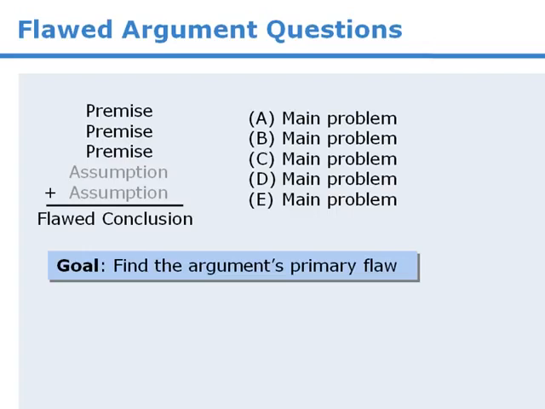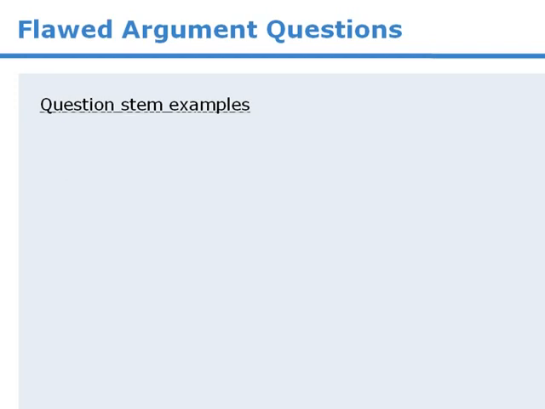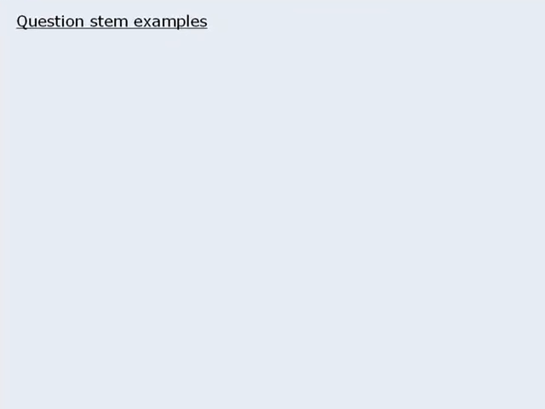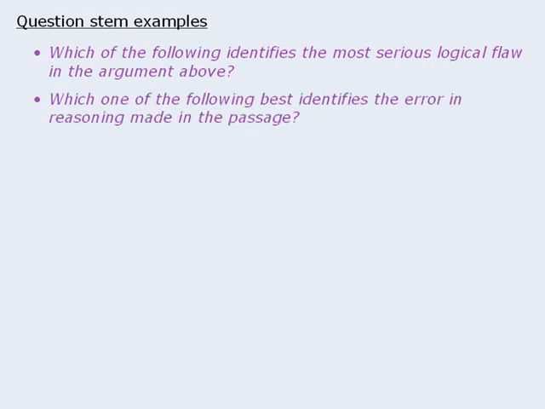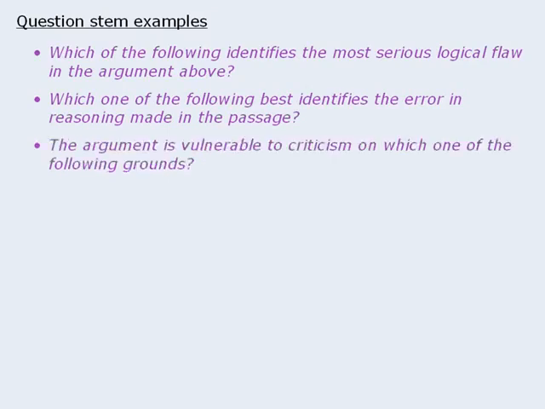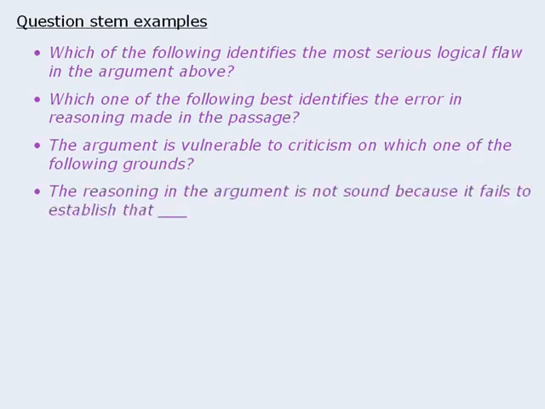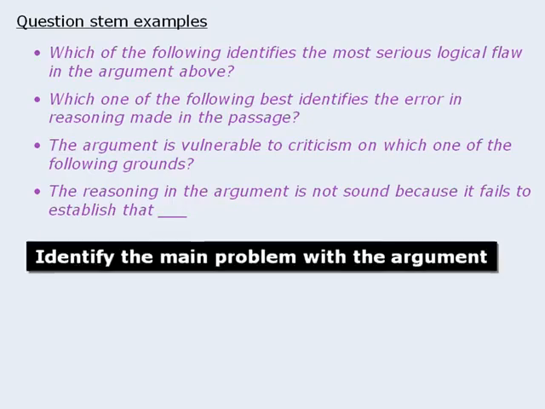As always, we recognize a flawed argument question by reading the question stem first. Some examples of question stems that indicate a flawed argument question include: Which of the following identifies the most serious logical flaw in the argument above? Which one of the following best identifies the error in reasoning made in the passage? The argument is vulnerable to criticism on which of the following grounds? And, the reasoning in the argument is not sound because it fails to establish that. In all of these question stems, we are essentially asked to identify the main problem with the argument.